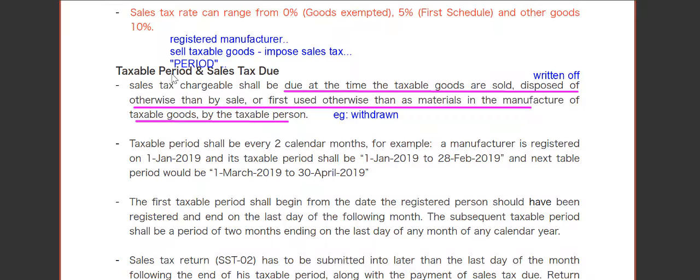Okay, so we said just now that for sales tax, if you are a registered manufacturer and you sell taxable goods, you have to impose sales tax. And then I mentioned the period. So when do I have to account for the sales tax? The law tells us that sales tax will be chargeable at the time when the goods are sold and disposed of otherwise than by sale, which I've told you includes, for example, if the goods are written off or if they are used other than for your manufacture. So like you withdraw them for your own use.